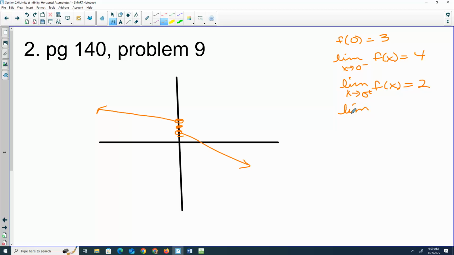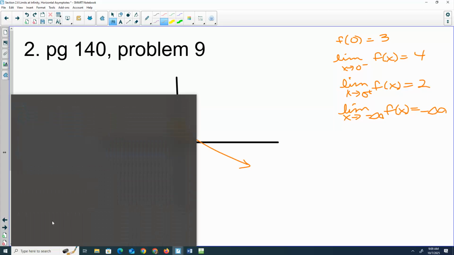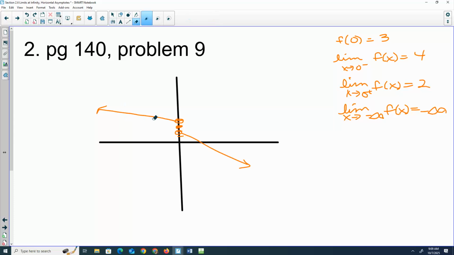The limit as we approach negative infinity is equal to negative infinity. So as I go forever in the negative direction, my graph has to be going down. So I have to modify my graph. And I know that this has to be decreasing. So that's going to negative infinity.